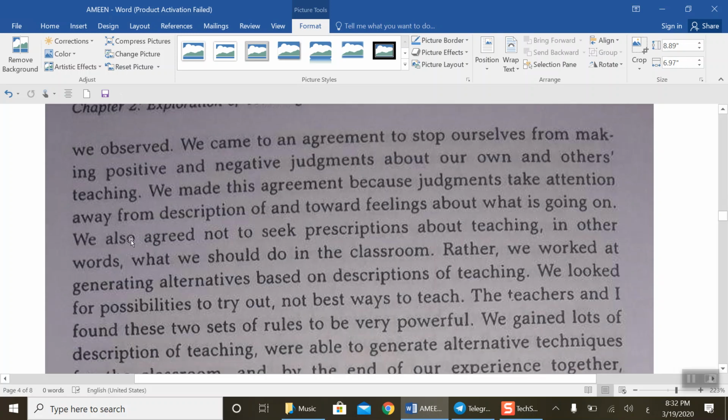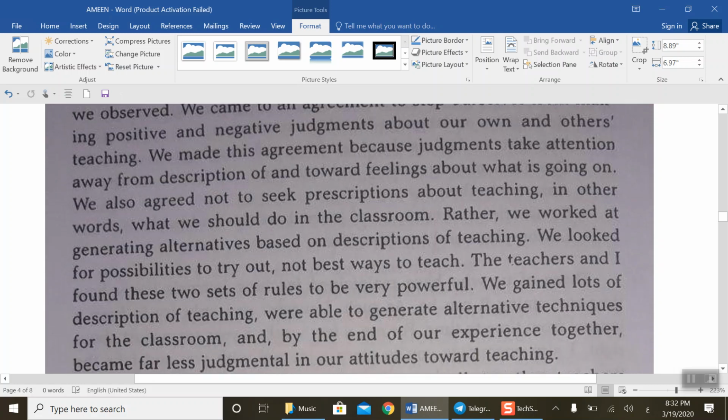We also agreed not to seek prescriptions about teaching. In other words, what we should do in the classroom. No prescriptions; rather, they look for solutions. Then not a prescription, no judgments. So what did they decide? We worked at creating alternatives, ways, methods, based on descriptions of teaching.